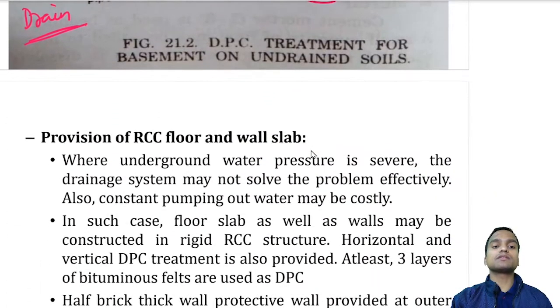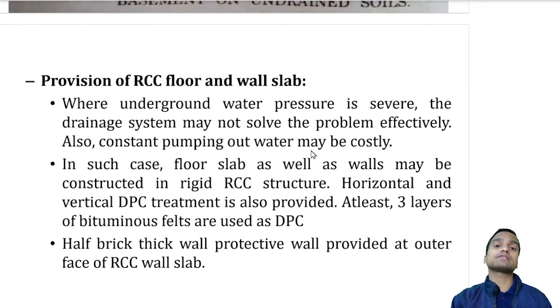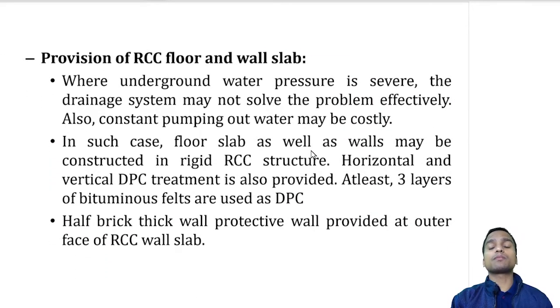Now the next method is the provision of RCC floor and wall slab. So where underground water pressure is severe, now if the underground water pressure really increases to a high level, in that case the drainage system may not solve the problem effectively. Okay, now the water is applying so much hydrostatic pressure that drainage is not sufficient. So in that case, even constant pumping out water may be costly. You can't do constant pumping of water outside.